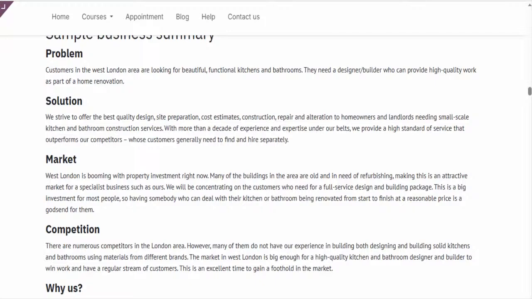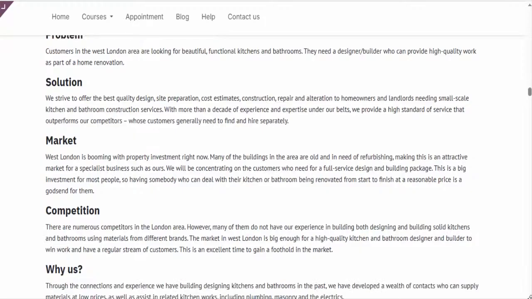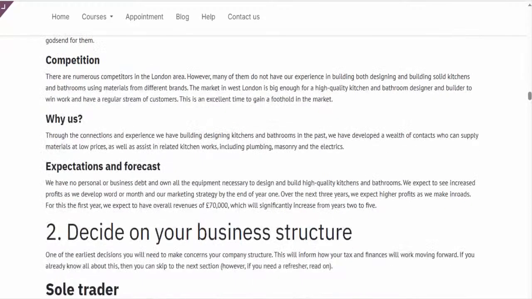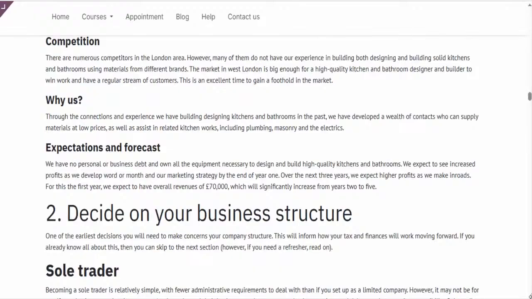Competition: there are numerous competitors in the London area. However, many of them do not have our experience in both designing and building solid kitchens and bathrooms using materials from different brands. The market in West London is big enough for a high-quality kitchen and bathroom designer and builder to win work and have a regular stream of customers. This is an excellent time to gain a foothold in the market.